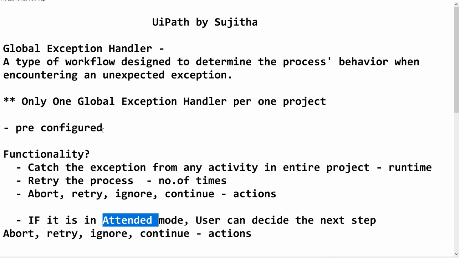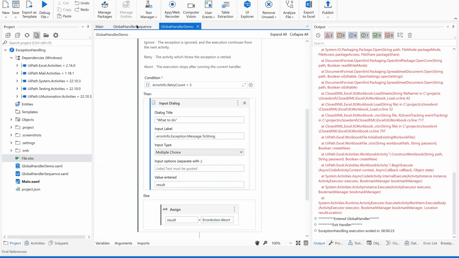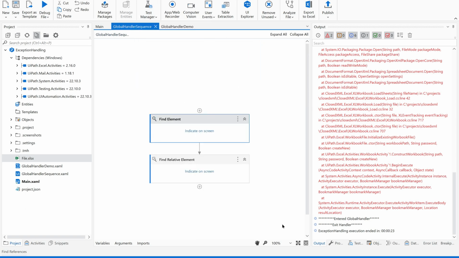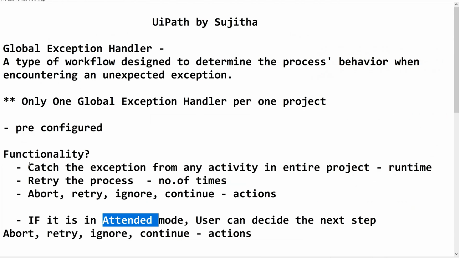Next, keep in mind that it is pre-configured. Nothing to worry about, like how it is going to catch from different files. It is not only from main; if it is from other files also it will catch. Next, the functionality: it will catch the exception from any activity in the entire project during runtime and retry the process the number of times given by the user as per the configuration. By default it is 3 times, and then it will decide based on the input given.